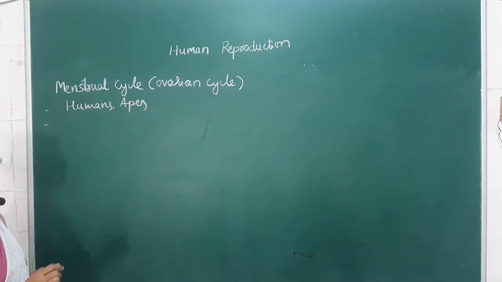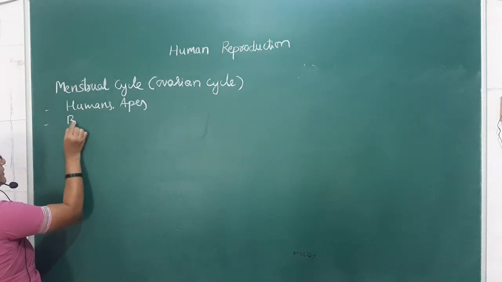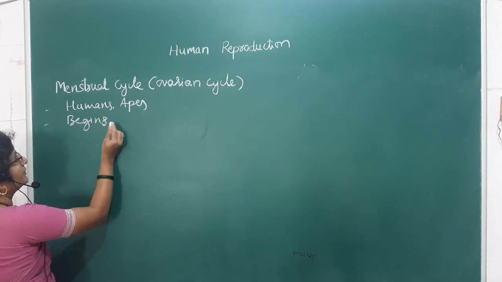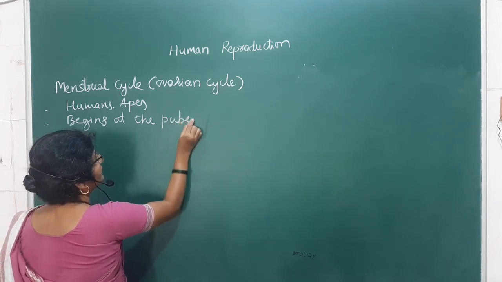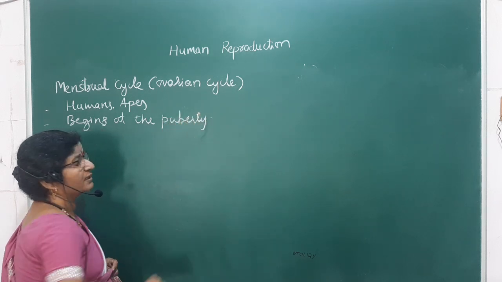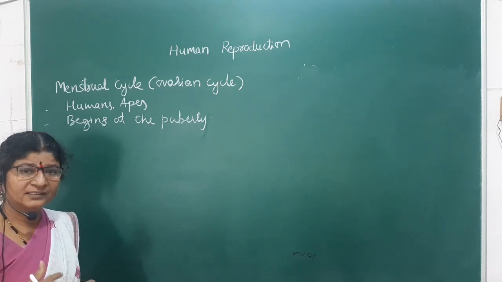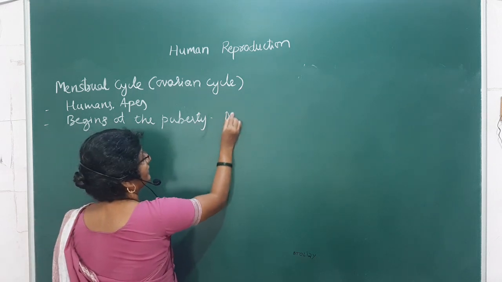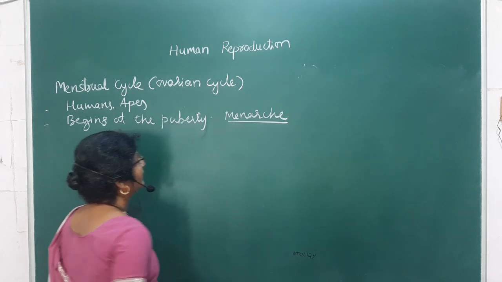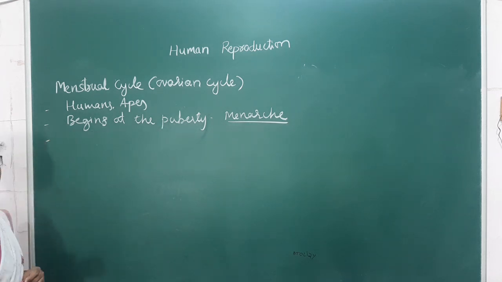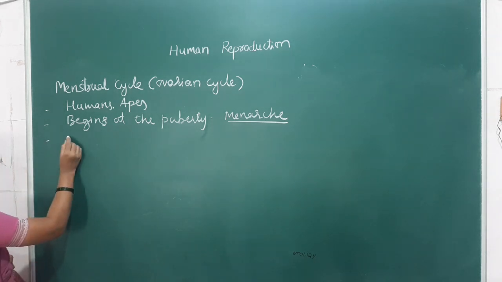The menstrual cycle will begin at the puberty. Puberty, you already know, is a stage where the reproductive organs get matured. And the first menstrual cycle at the puberty is called menarche, and this cycle will bring about changes in the female reproductive system.